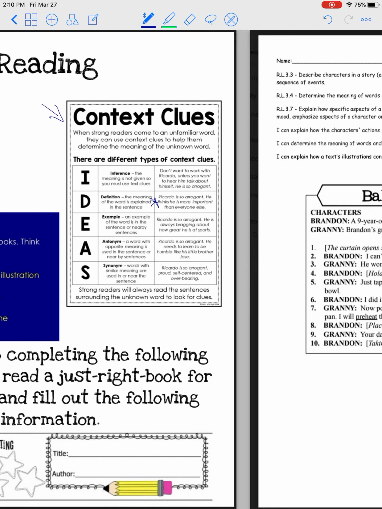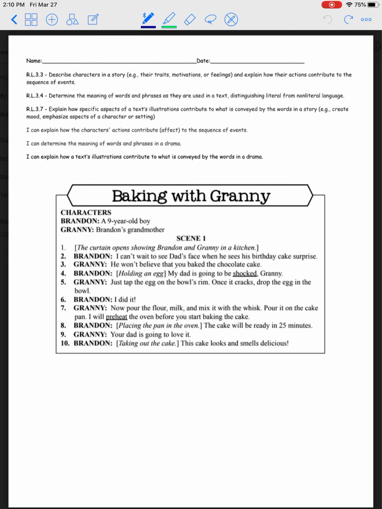So we're going to look at this next page together. And again, first of all, we're going to be describing the characters in the story. We are going to determine the meaning of unknown words and phrases as they are used in the text and distinguish literal from non-literal language. And then three, we're going to explain how specific aspects of the illustrations contribute to what is conveyed by the words in a story.